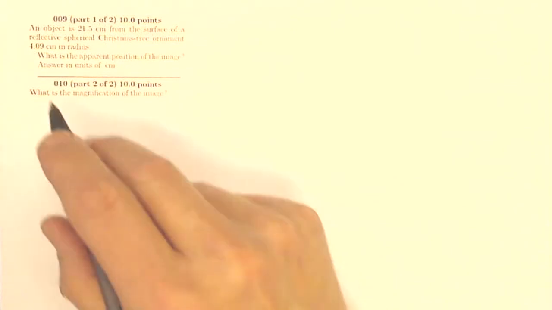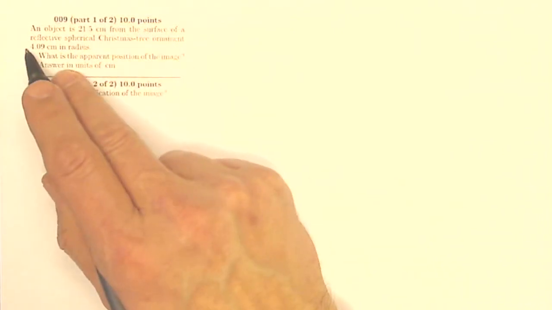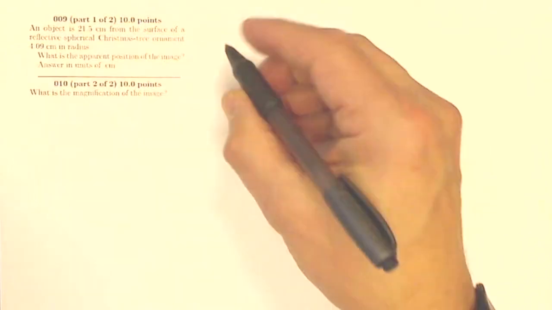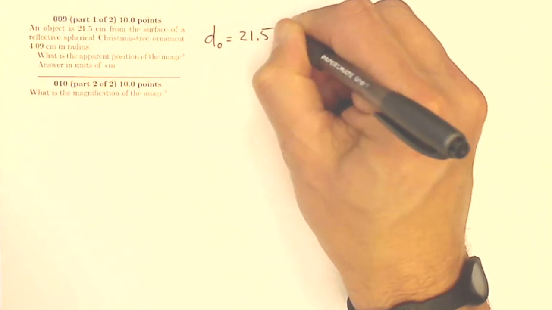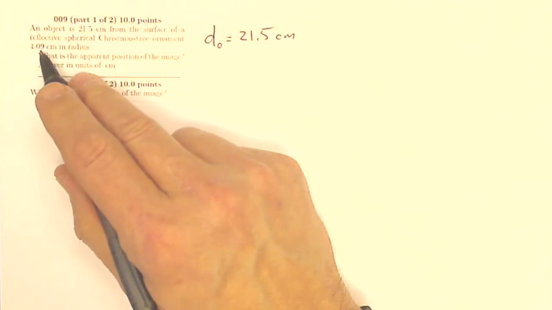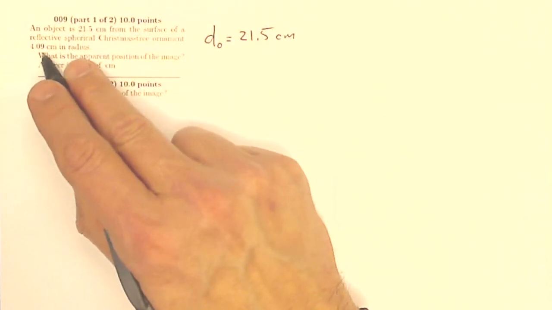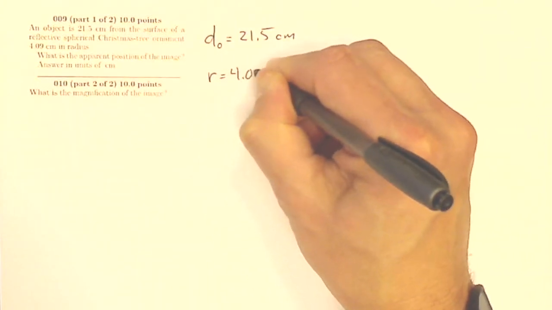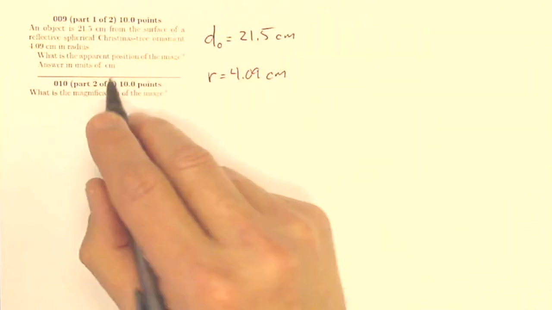This is physics homework number 25, questions 9 and 10. An object is 21.5 centimeters from the surface of a reflective spherical Christmas tree ornament. So the distance to the object is 21.5 centimeters. The spherical Christmas tree ornament has a radius of 4.09 centimeters, so my R equals 4.09 centimeters. What is the apparent position of the image? Answer in units of centimeters.